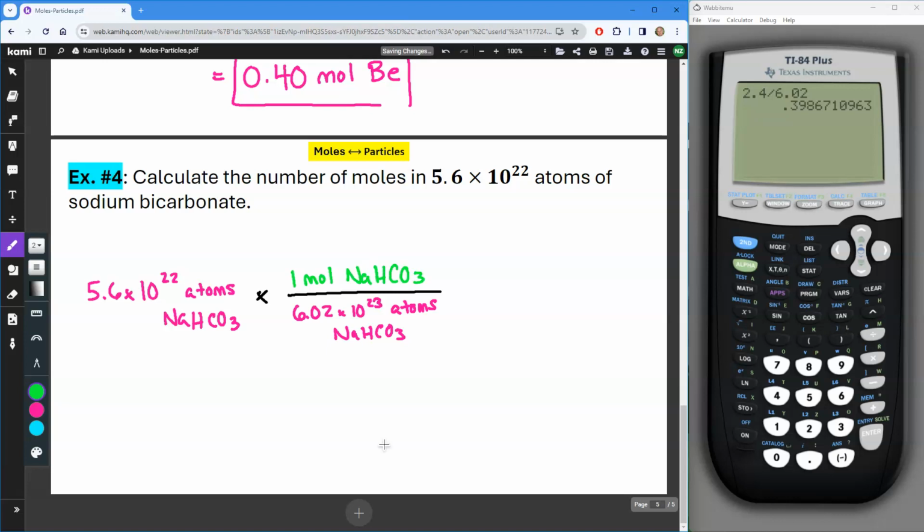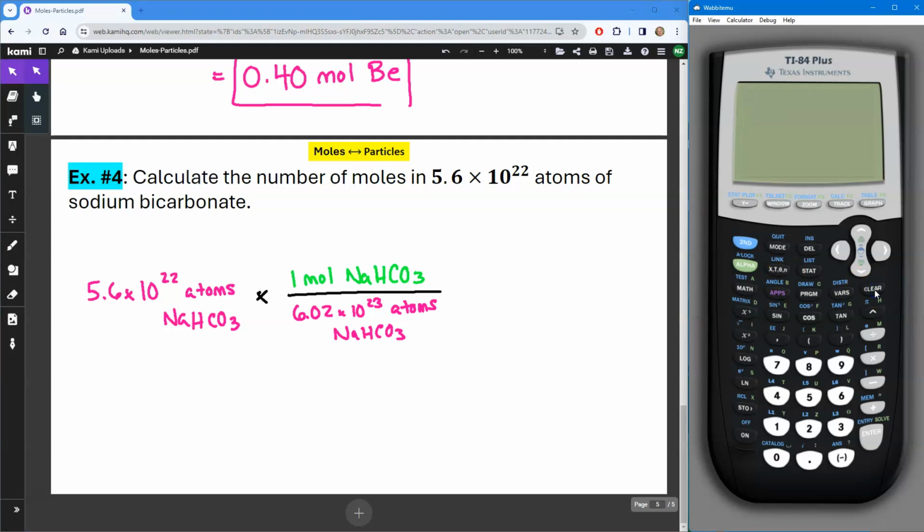All right, now in the last problem, we were able to cancel out our powers of 10 because they were the same and they were in the top and the bottom. This time, not so much. So this time we're going to have to type them both in. So take a deep breath. 5.6 E22 divided by 6.02 E23. You do not need to use parentheses here. You just type it in like that and hit enter.